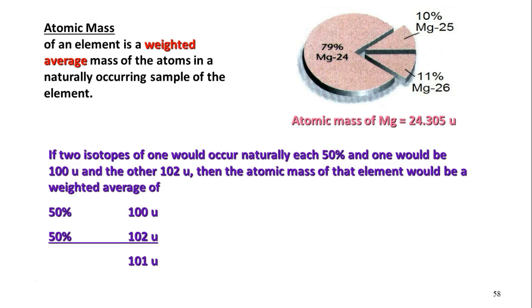And so if two isotopes of one element occur naturally, and each is 50%, and one of them is 100 U, remember atomic mass unit U, and the other is 102 U, then the atomic mass of that element would be a weighted average. So if 50% of the atoms are 100 U, and 50% of the atoms are 102 U, that's the mass number of half of them, then the average atomic mass would be 101 U. Now it's never going to work out this perfectly, right? It's always going to be a decimal. But that just gives you an example. This is the average of those guys.